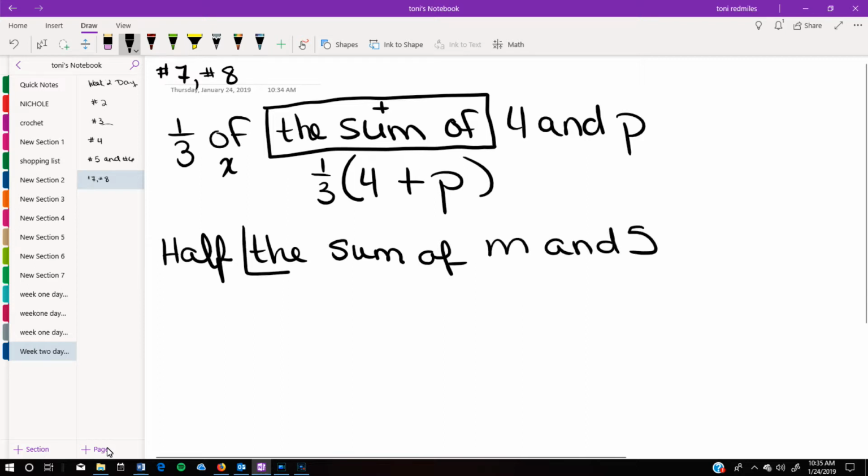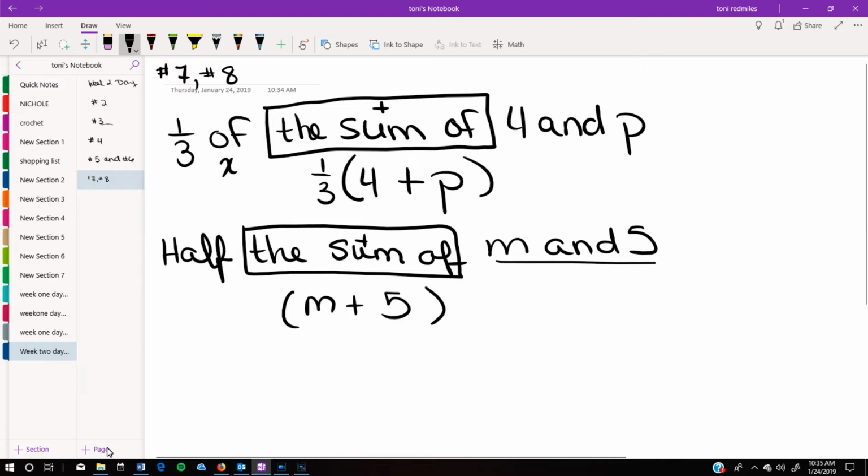Okay, let's do number 8. All right, so the sum of, again, means parentheses with adding. And I can tell right here that this is going to be m and 5. Now the beginning you can take two different ways. You can either look at it as a 1/2, okay, and put it in multiplication, or you can look at that as a word of division, and you can write it like this. It's this divided by 2. I take half of it, which means to divide by 2. Either way will get you the same exact answer later when we start evaluating expressions. So go ahead and write it either way.